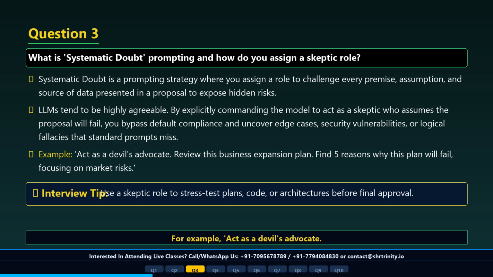For example, act as a devil's advocate. Review this business expansion plan. Find 5 reasons why this plan will fail, focusing on market risks. A common mistake is using systematic doubt for creative brainstorming where encouragement and open-ended thought are needed. As an interview tip, use a skeptic role to stress test plans, code, or architectures before final approval.